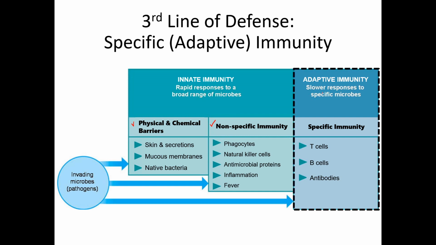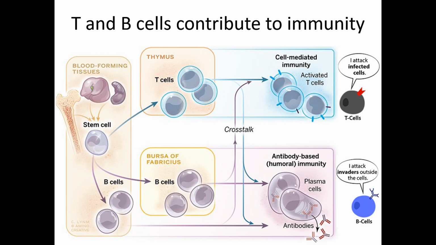This is a little bit slower, at least for the initial response, but it's highly specific. So we call this specific immunity. There are three main groups here you want to think about: T cells and B cells, and these proteins called antibodies that are actually produced by a specific type of B cell. So these two main cell types, T cells and B cells, make up this adaptive division.